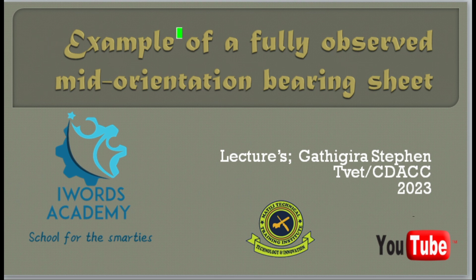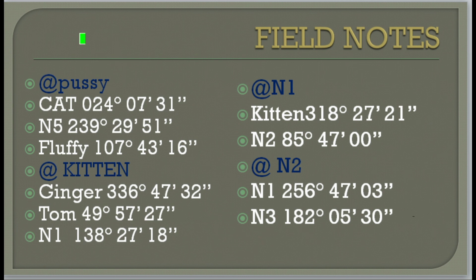I've gone ahead and looked at a question, and I had obtained some field notes. So here are some field notes where we have Pussy to the Cat having a bearing of 240°07'31", and then to N5 having a bearing of 239°29'51". Then here we have Fluffy from the Pussy, that is 107°43'15".